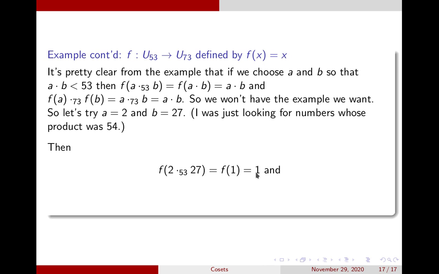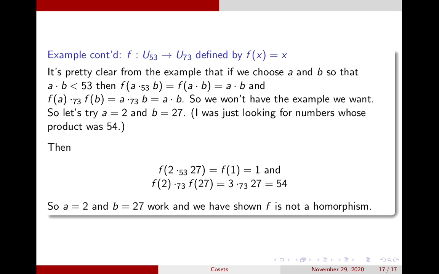And working on the other side of the equation, f of 2 times sub 73 f of 27, f of 2 is 2, f of 27 is 27. So this should be not a 3, but should be 2 times sub 73 27. And this will be 2 times 27 mod 73. 2 times 27 is 54. Mod 73 is 54. I've got to correct the typo here. That 3 should be a 2. So a equals 2 and b equals 27 work. We've found an a and a b for which the two sides of the homomorphism equation are different. And we've shown that f is not a homomorphism.